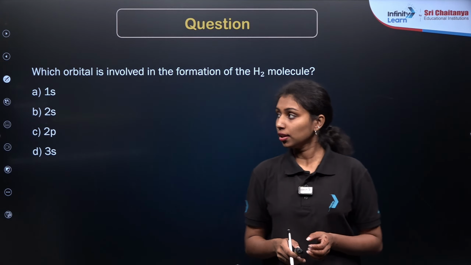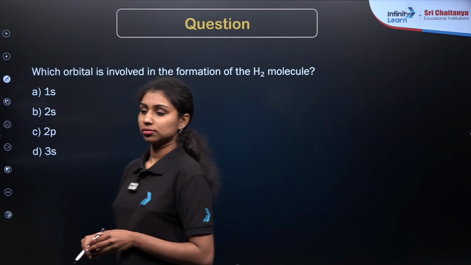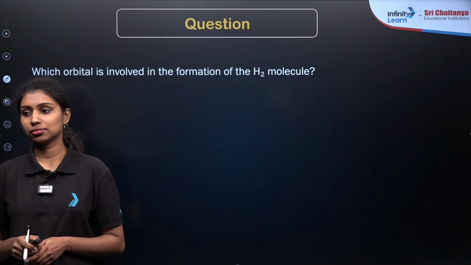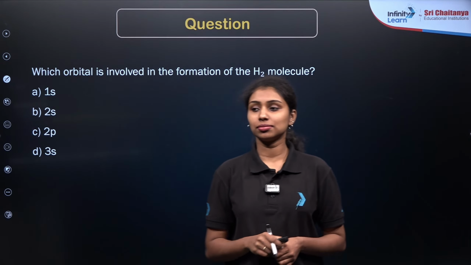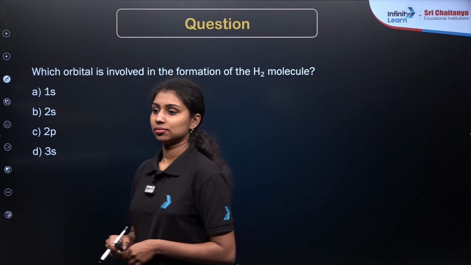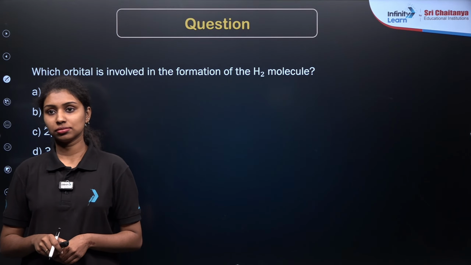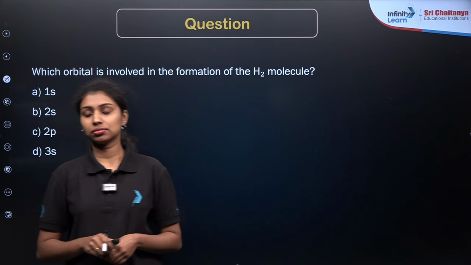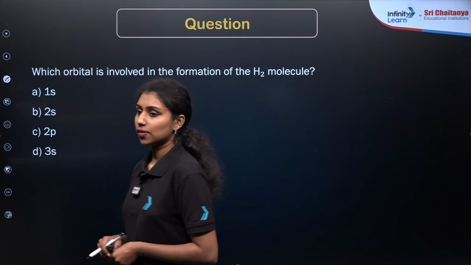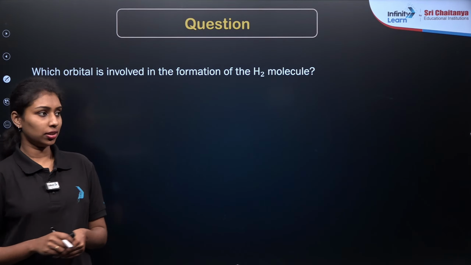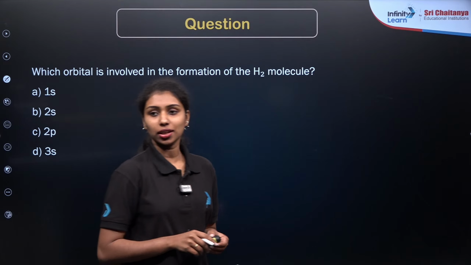Here is the next question. Which orbital is involved in the formation of the H2 molecule? So in the case of the hydrogen molecule, are you sure it is option C?